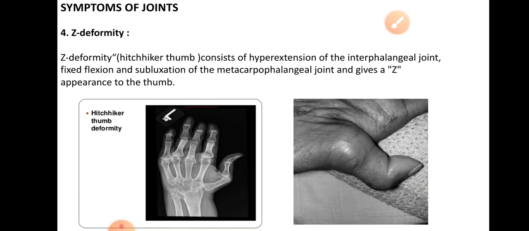Next is Z deformity. It consists of hyperextension of the interphalangeal joint, fixed flexion and subluxation of the metacarpophalangeal joint, and gives a Z appearance to the thumb. So in the pictures you can clearly observe how the thumb looks like a Z. So that is why it is called Z deformity. So these are the common deformities in the hand.